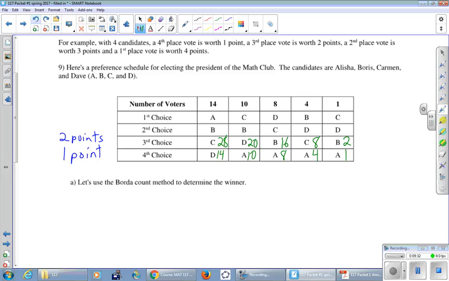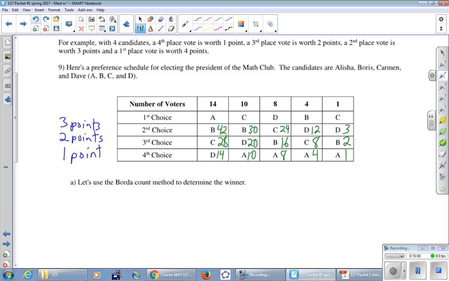Okay, next row up. I'll move a little bit quicker now. 3 points for each of these 2nd choice votes. So here we got 14 people giving 3 points each. 14 times 3 is the calculation. That's 42. So everything times 3 in this row. 10 times 3 is 30. 8 times 3 is 24. 4 times 3 is 12. 1 times 3 is 3.